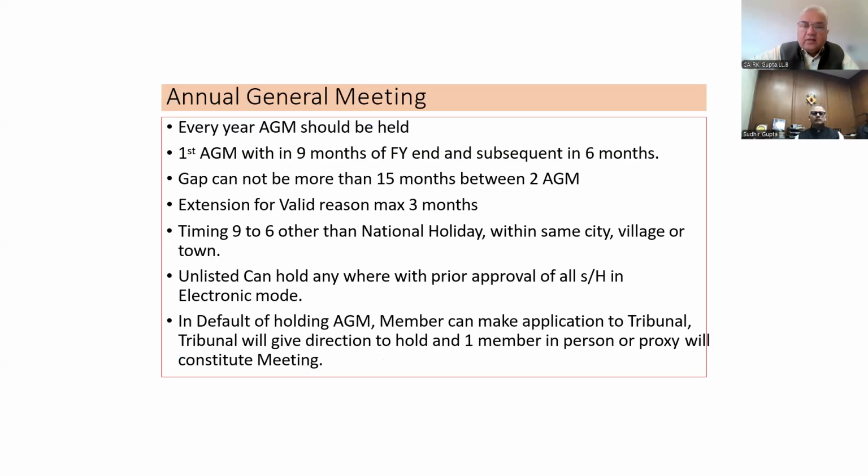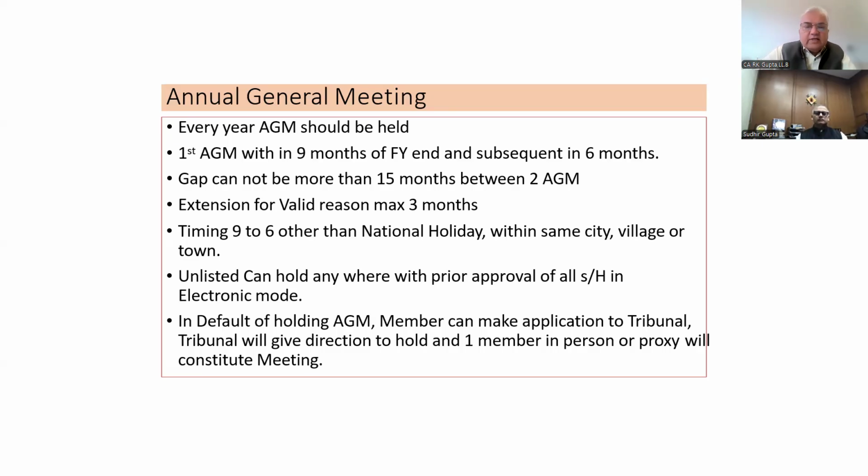Annual general meeting. Every year you have to hold an annual general meeting. The first annual general meeting is to be held within 9 months of the end of the financial year. Subsequent AGMs have to be held within a period of 6 months. There cannot be a gap of more than 15 months between two AGMs. If you want an extension, that can be granted if the reason is valid. Maximum is 3 months.